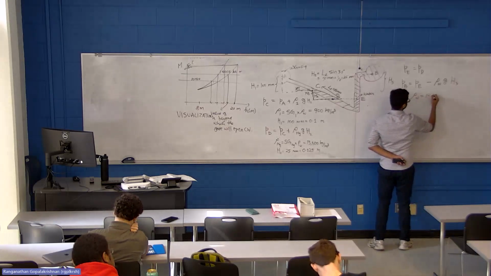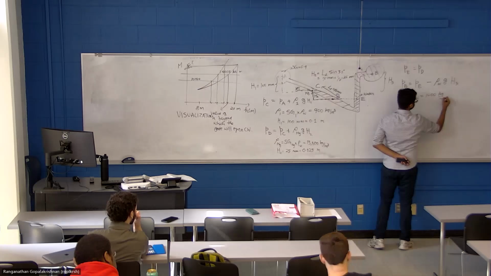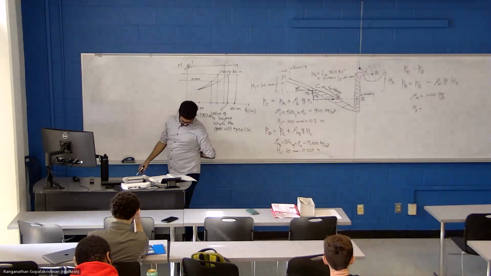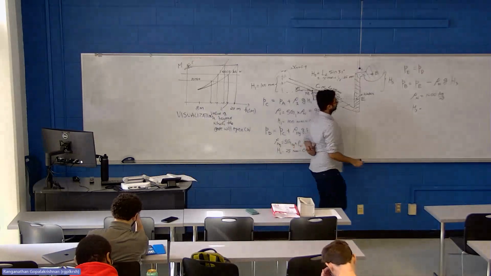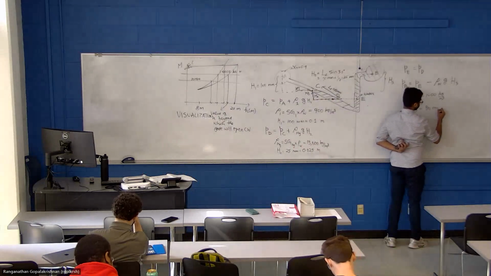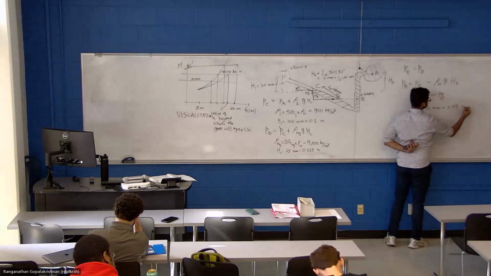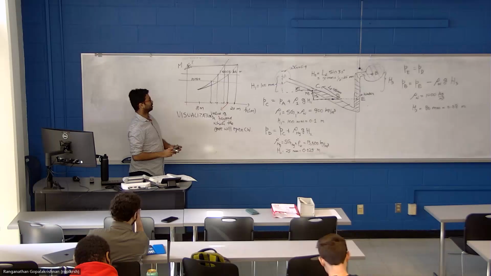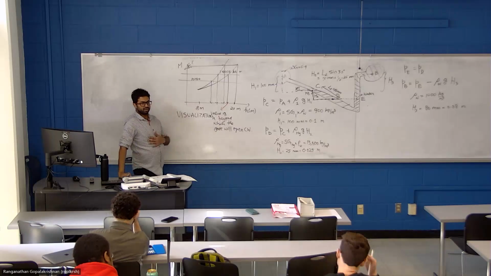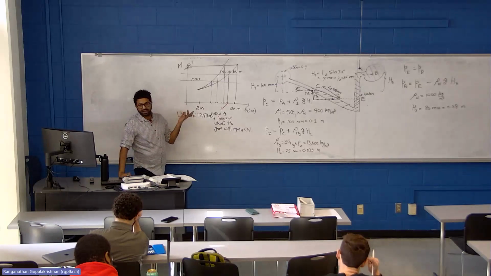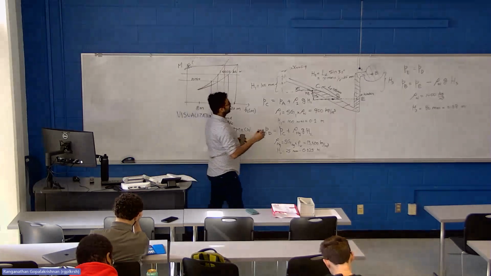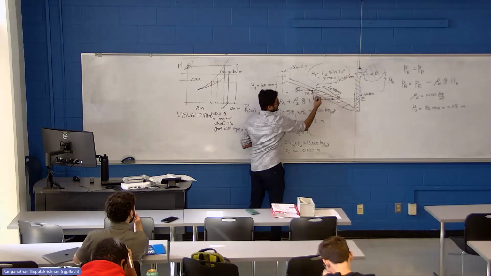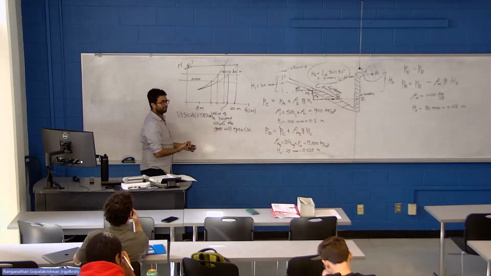Density of water is famously known, and H3 according to the figure is 80 millimeters. So even though this is an inclined manometer problem, the only time we use the angle was to compute the height difference between two points. Otherwise, it's a regular manometer problem.